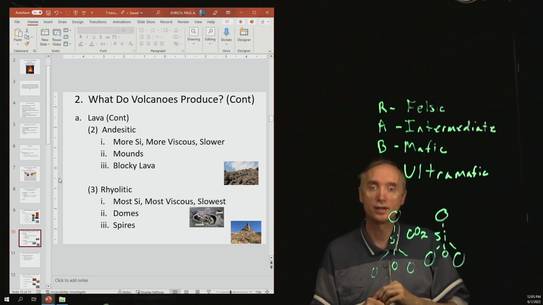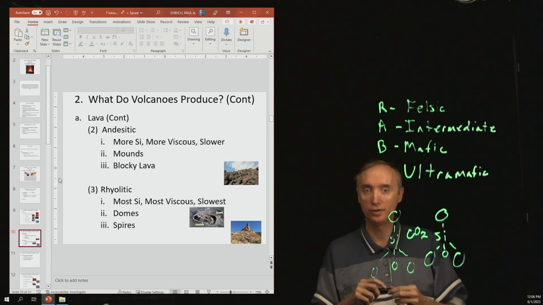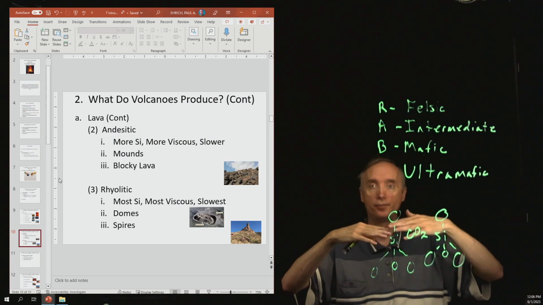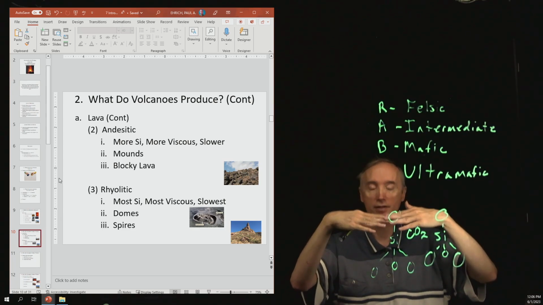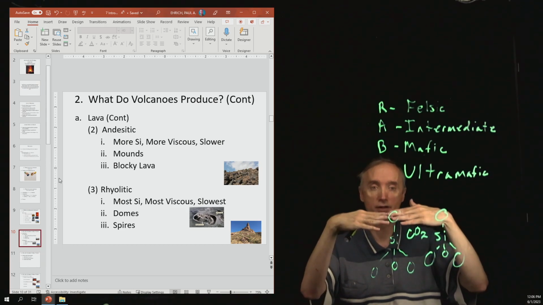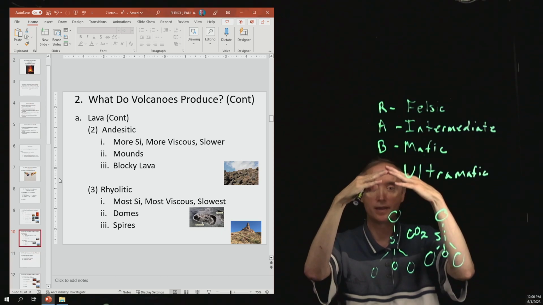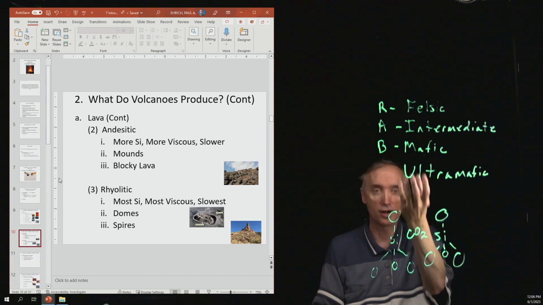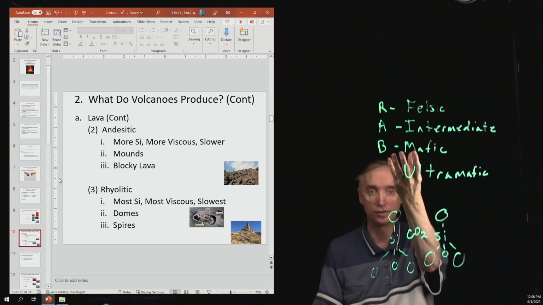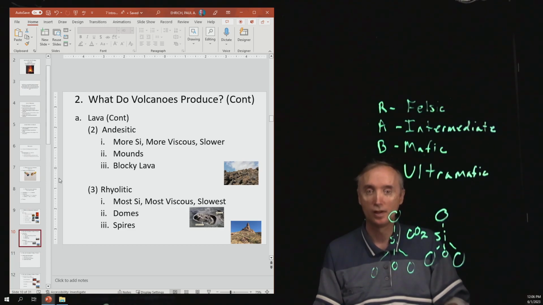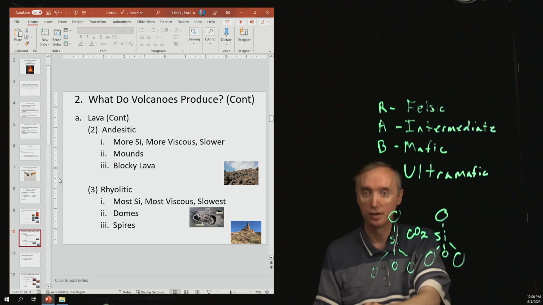Okay, one of the things that it tends to make is domes. So for example, when Mount St. Helens exploded, afterwards inside the crater of the volcano, the ground started to rise up, and that was due to the rhyolite underneath it that was pushing it up. It also tends to make spires. So these would be good pictures to be able to recognize for the exam.